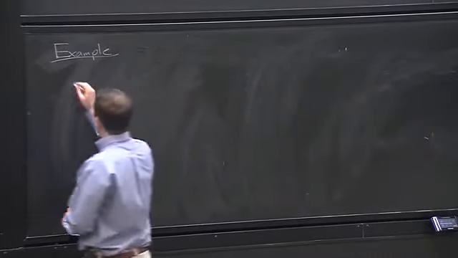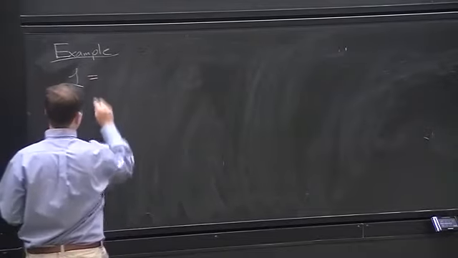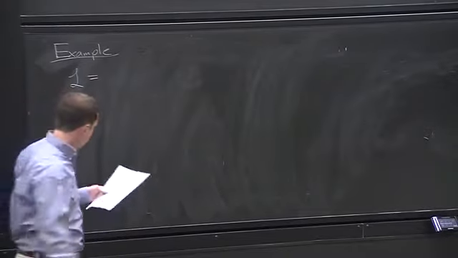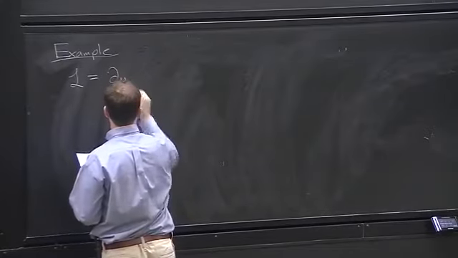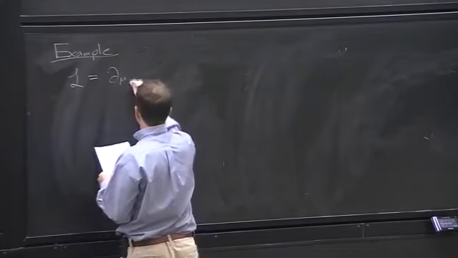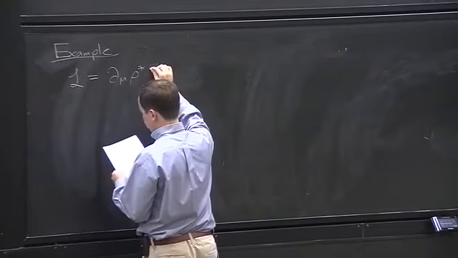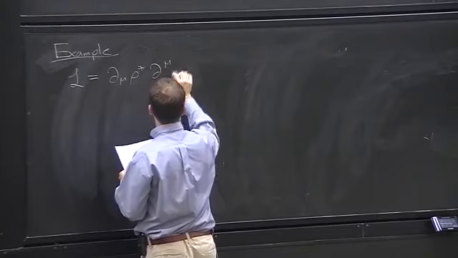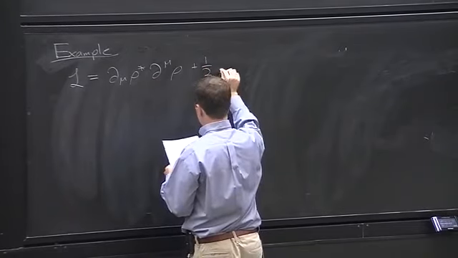So this example is in a toy theory, one that we'll study again when we learn about how to compute matrix elements. And it's a theory with two scalar fields.